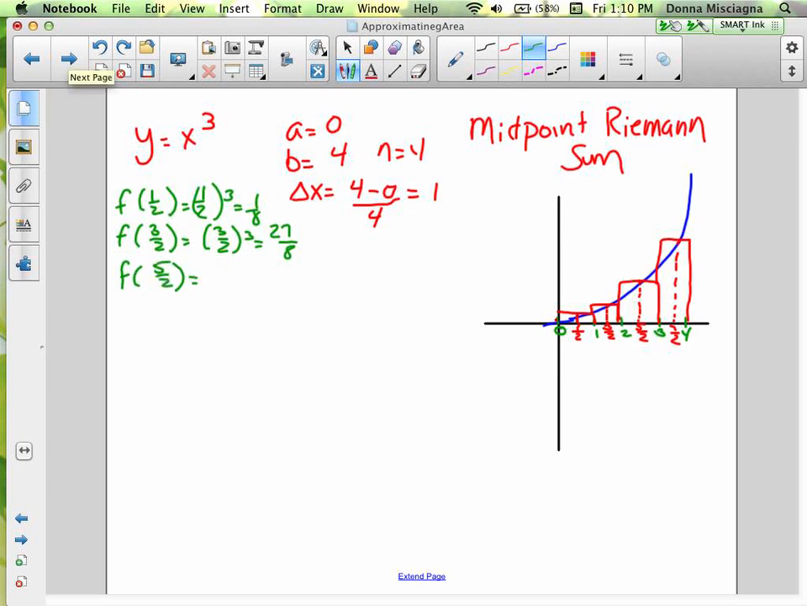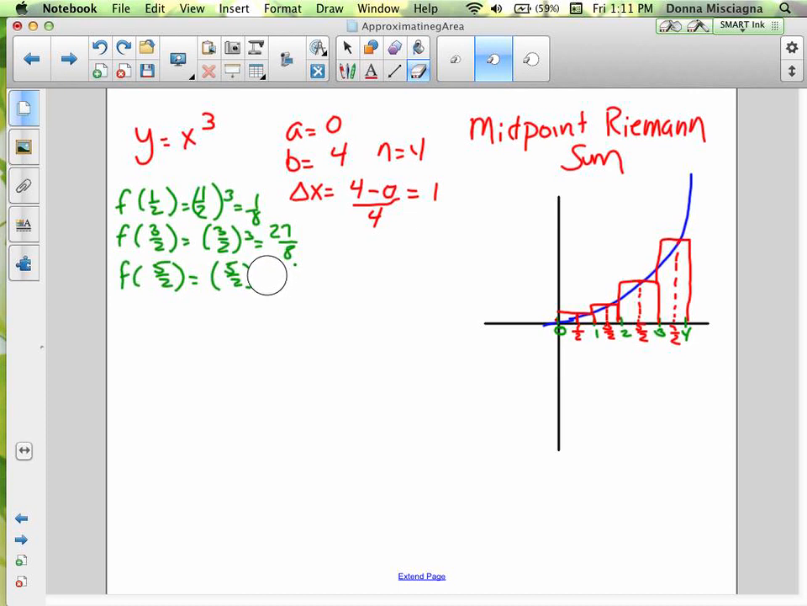F of 5 halves, and by the way, these are all in your notes. I think a couple of the notes are a little out of sequence, or I shouldn't say all of them in your notes. Many of these problems are in your notes. Just look for them. Right? F of 5 halves would be 5 halves cubed.